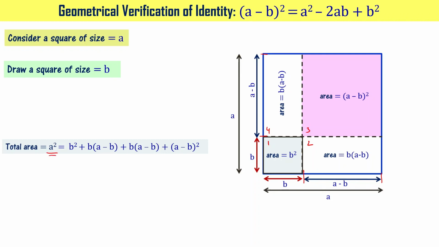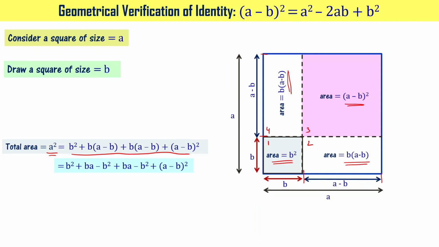I can get the total area as the sum of the areas of all 4 parts, right? B square is corresponding to the small square, and b times a minus b is the next one, and b times a minus b is the area of this rectangle, and a minus b whole square is the area of the square, right? When you sum them, you should be getting the total area that is equal to a square, right?